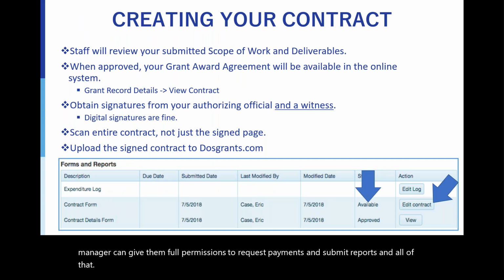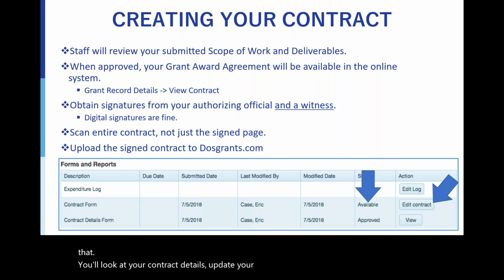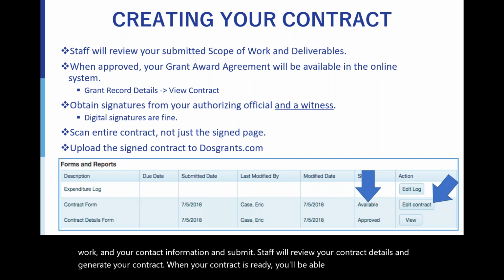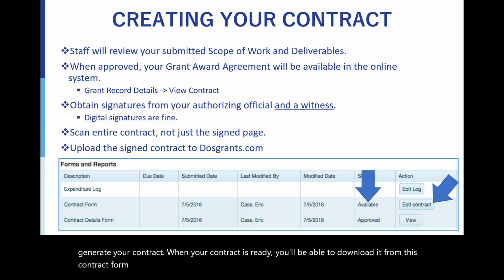You'll look at your contract details, update your deliverables, your budget, your scope of work, and your contact information, and submit. Staff will review your contract details, then generate your contract. When your contract is ready, you'll be able to download it from this contract form section of your grant record details. You'll need to get your contract signed by an authorizing official and a witness.